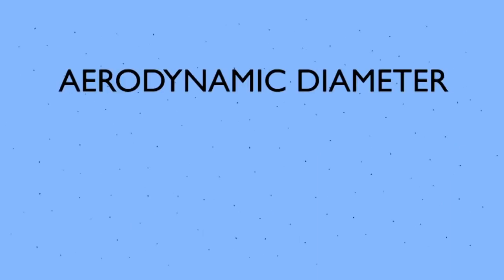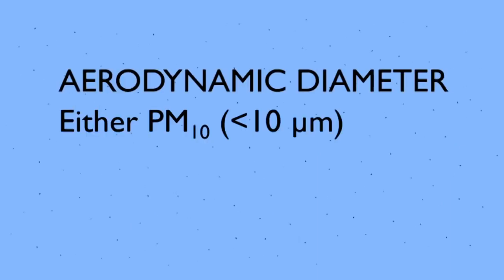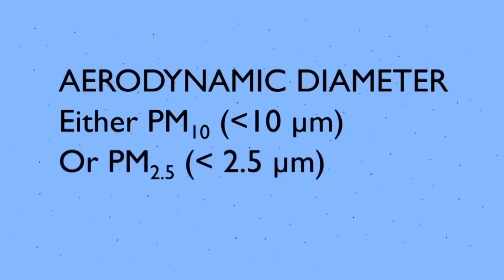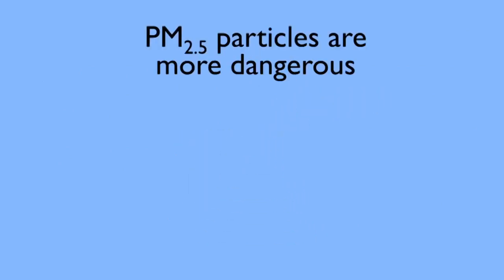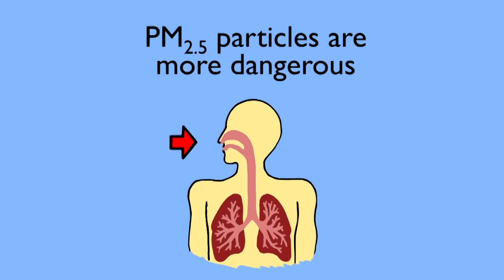These particles are identified according to their aerodynamic diameter, as either PM10, particles with an aerodynamic diameter smaller than 10 microns, or PM2.5. These have aerodynamic diameters smaller than 2.5 microns. In comparison, the average size of a human hair is 60 microns. PM2.5s are more dangerous since, when inhaled, they may reach deep into the lungs and interfere with gas exchange.